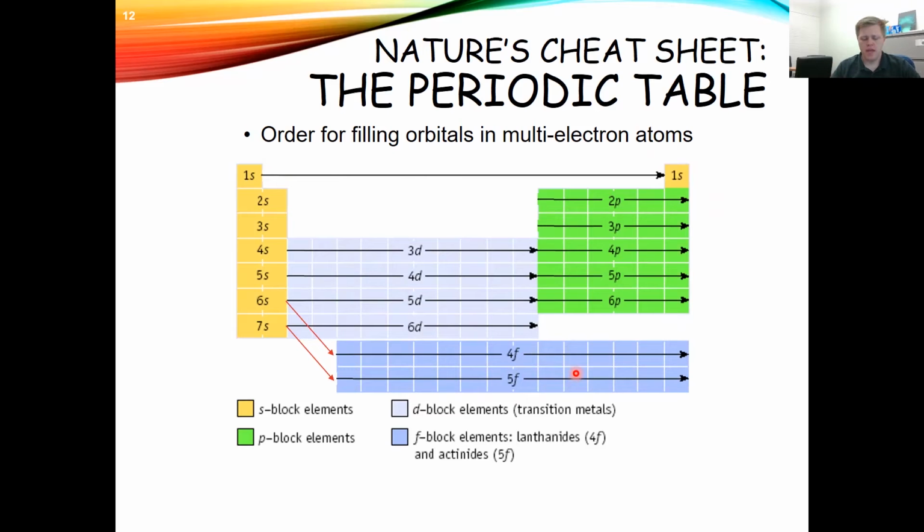And I'll try and show you how to fill this. And we're going to have to do a little bit of jumping back and forth between a periodic table and the PowerPoint presentation, but we will do our best with that.